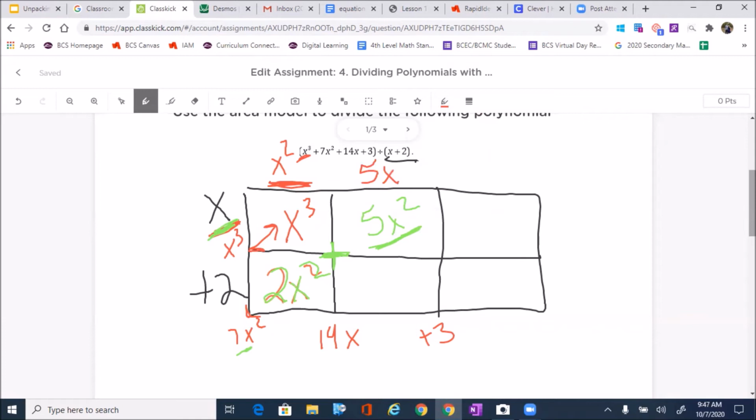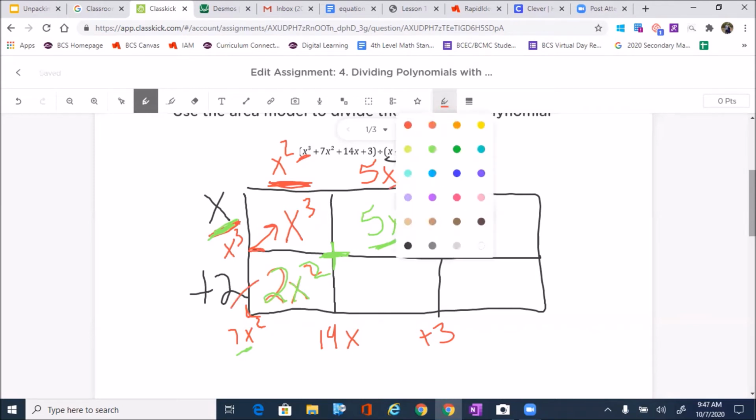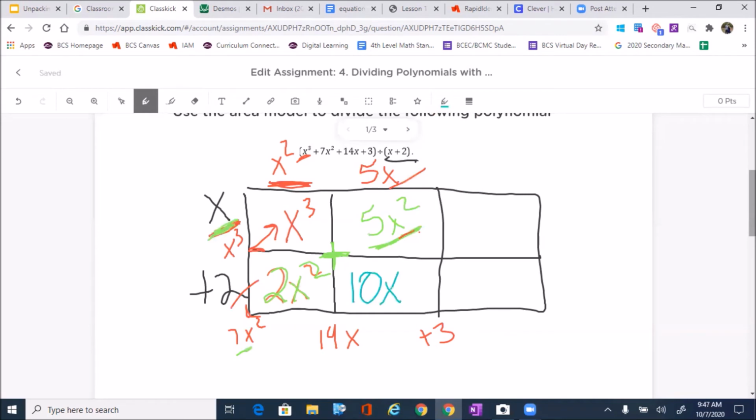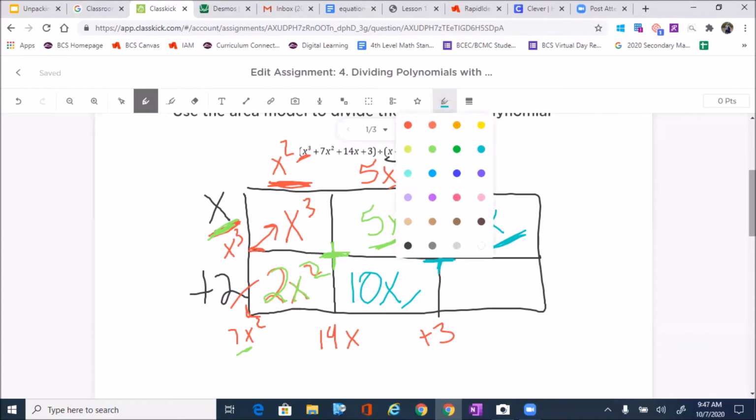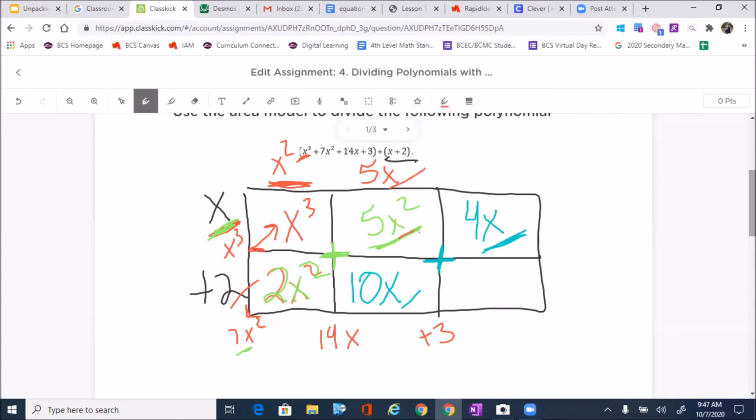Now, I take that 5x times x is 5x squared, right there, and I say 5x times 2. I go to the next one down, which is going to be 5x times 2 is 10x. Now, I bring this grid line. It's another addition sign. I say 10x plus what is 14x? Well, that must be 4x. And then after I do that, I say, well, what did I multiply x by to get this 4x right here? That was 4.